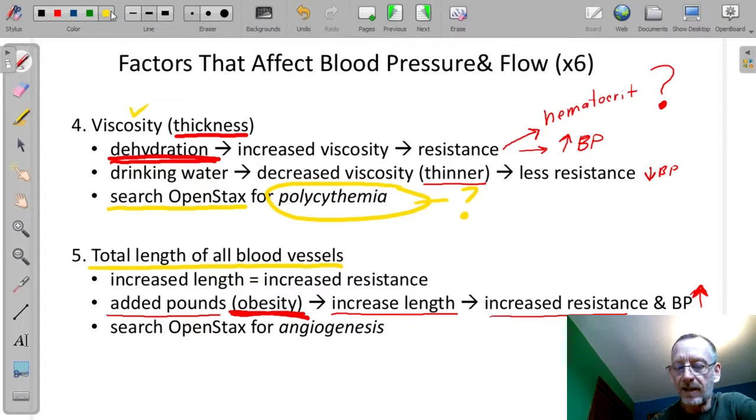And again, I'd like you to go back to OpenStax and search for angiogenesis.